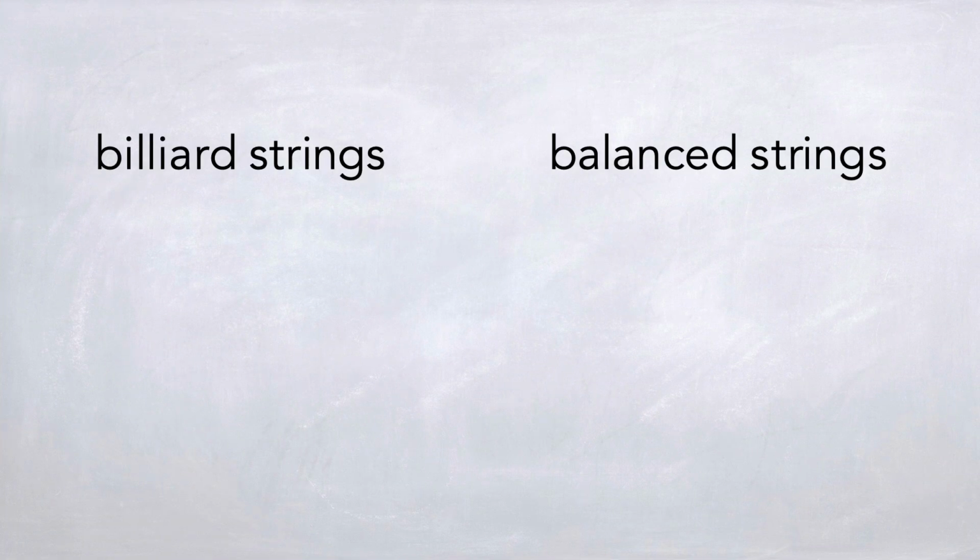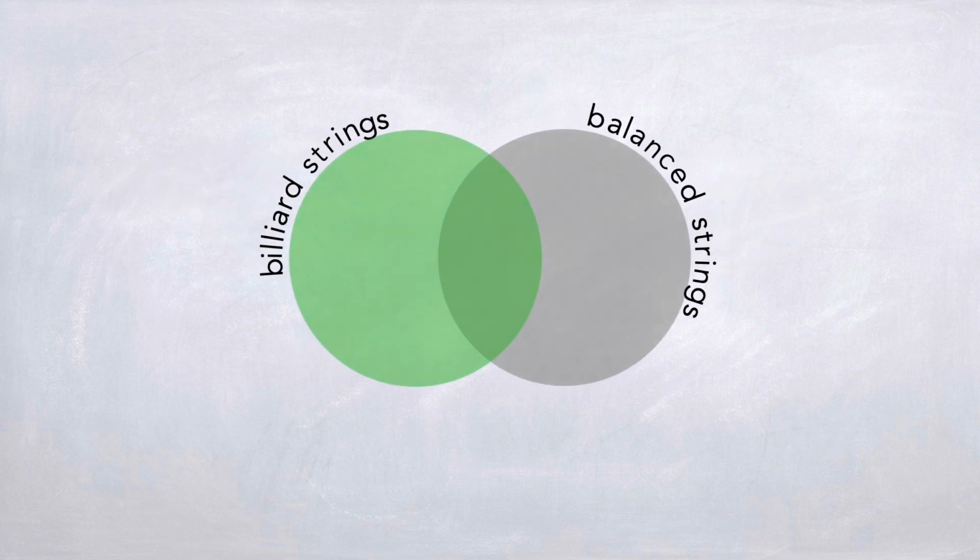We now have two potential ways to classify a string, whether or not it comes from a billiard and whether or not it's balanced. In order to win our game, we need to be able to recognize billiard strings, so we'd like to know how these two categories are related. In other words, what this Venn diagram really looks like.